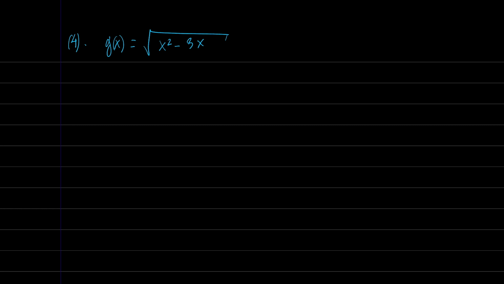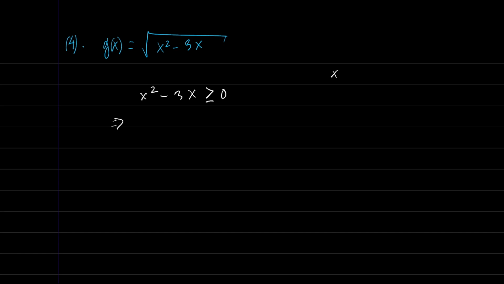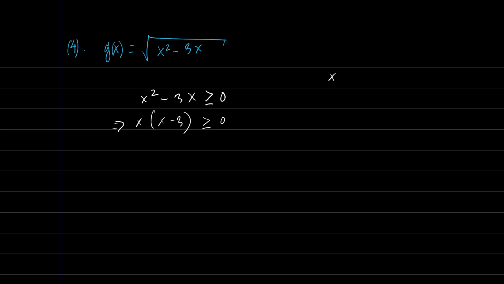Problem number 4 states g of x is square root of x square minus 3x. So we have to find the domain and range of the function g of x equal to square root of x square minus 3x. X square minus 3x has to be nonnegative. If we factor, the product of x and x minus 3 has to be nonnegative. So let's solve x times x minus 3 equal to 0. We get x is equal to 0 or x is equal to 3.